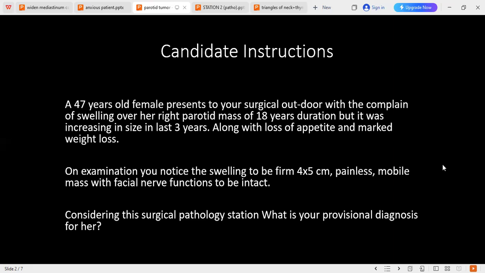Please define the term high sensitivity test. High sensitivity identifies those with the disease, that means the true positive. And how would you define high specificity? A specificity test identifies correctly those without disease, that means the true negative.